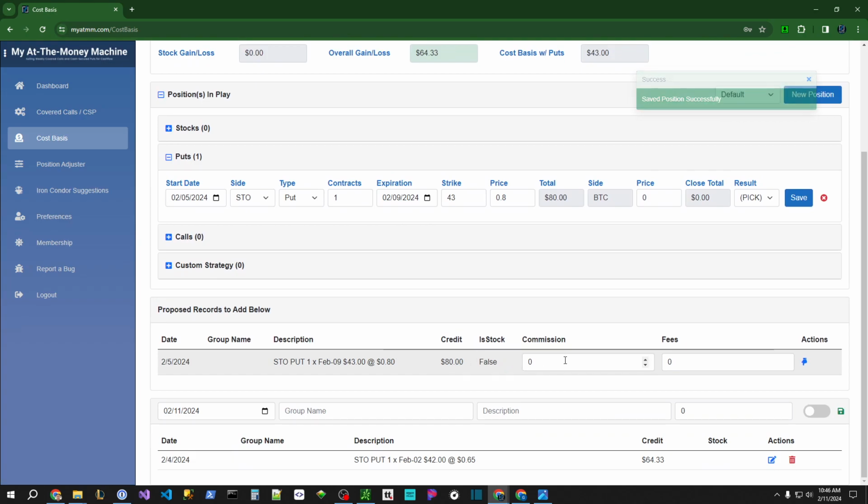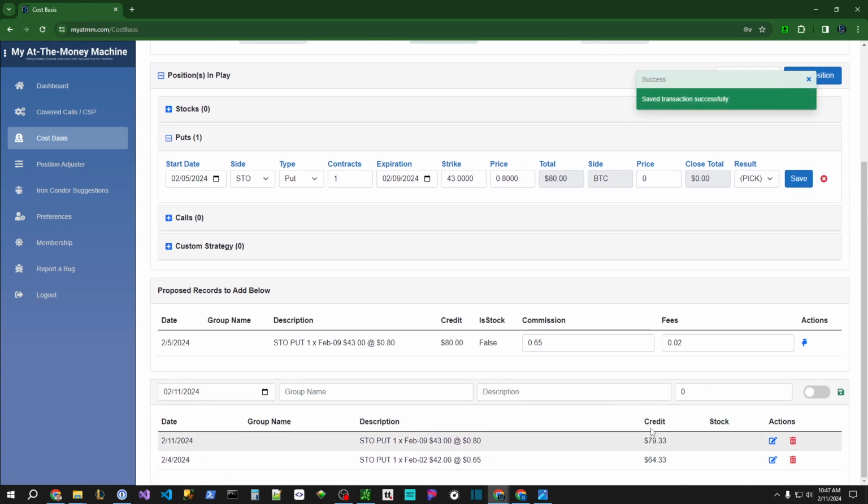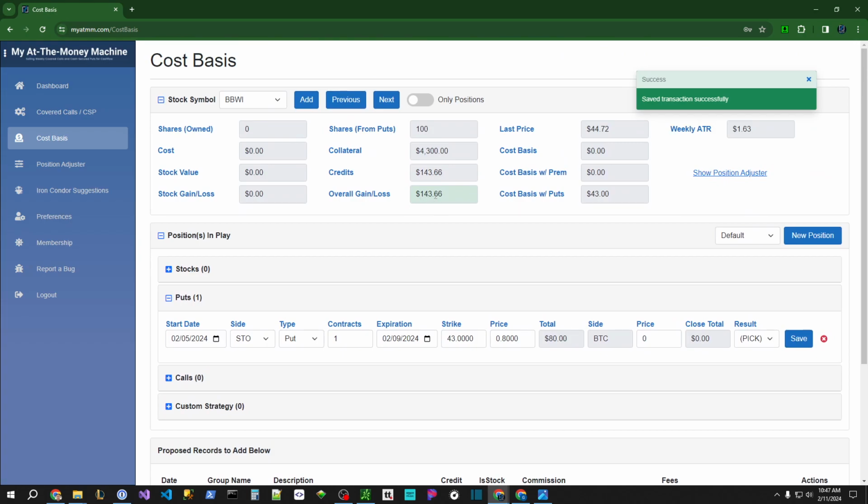It gives us a proposed record down here, and here is where we can enter the commission and fees. The commission was 65 cents. The fees were 2 cents, and then if you press the little hand, it will pre-calculate all that for you to give you the transaction to enter into our transaction history. We click save, that adds it down here, and then you can see the total premium that we've collected so far is $143.66.